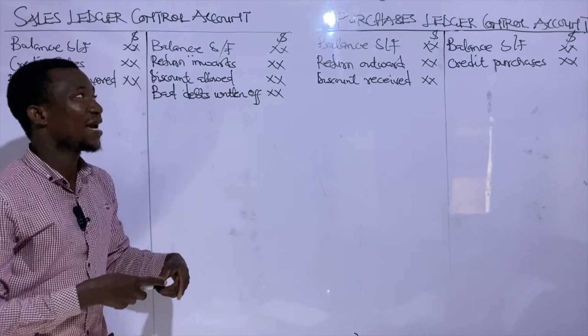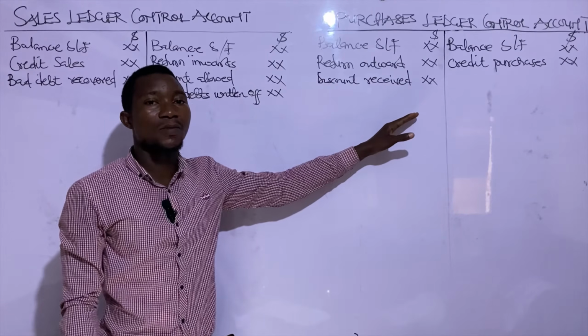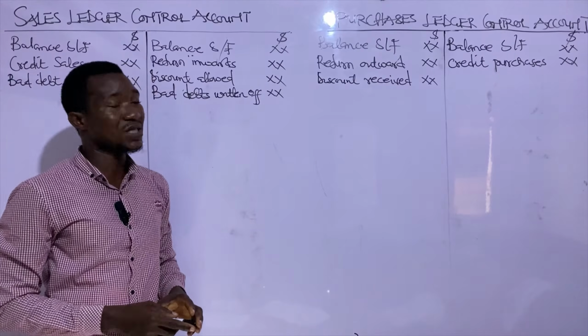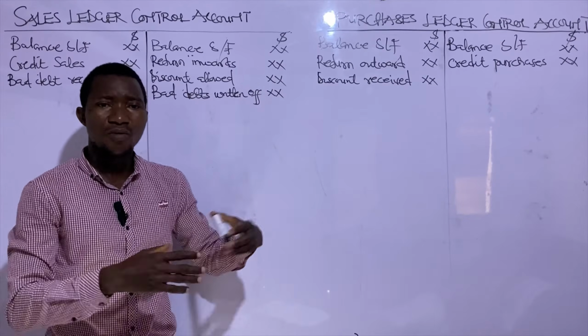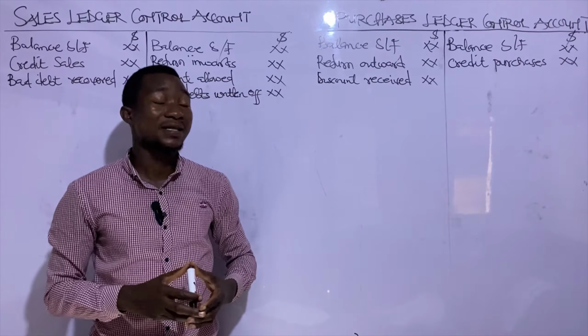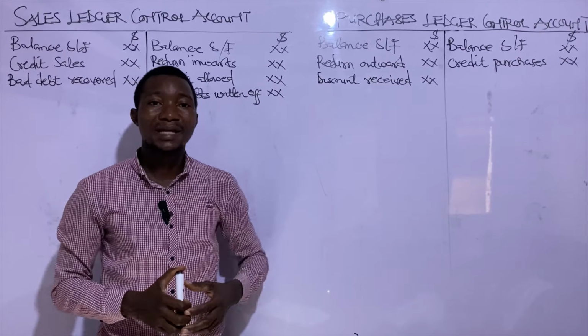Bad debts will not appear in the purchases ledger control account because if you do this, then it means we are violating an accounting principle. Because a business cannot say, oh, we will not be able to pay this amount, so let's go and reduce our balance at the creditors account. No, we don't do it that way.